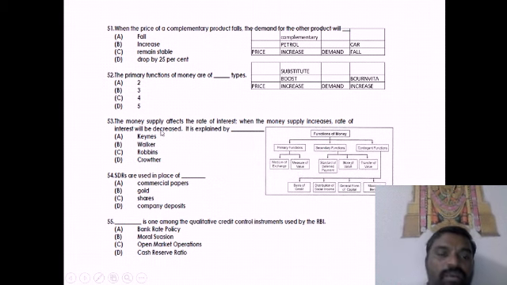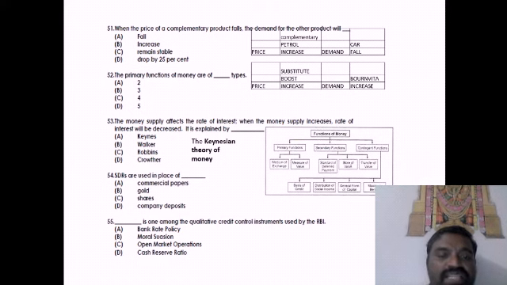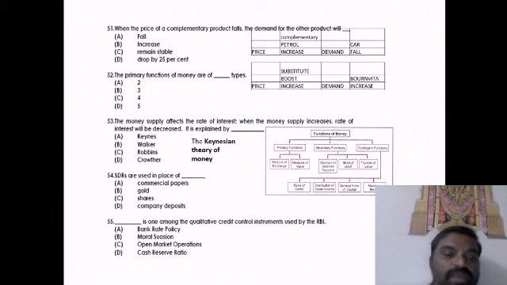53rd question. The money supply affects the rate of interest. When the money supply increases, rate of interest will decrease. This explanation is given by Keynes. It is the theory of money. Theory of money is given by Keynes or Keynesian theory. It is called as Keynesian theory.